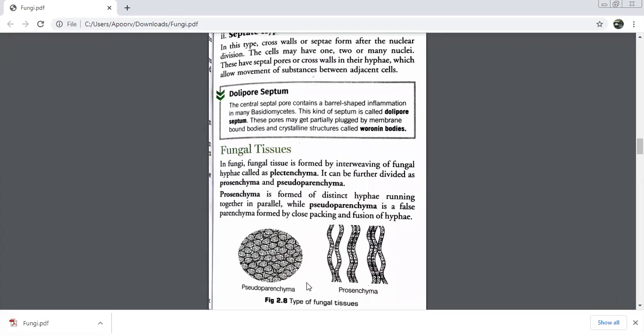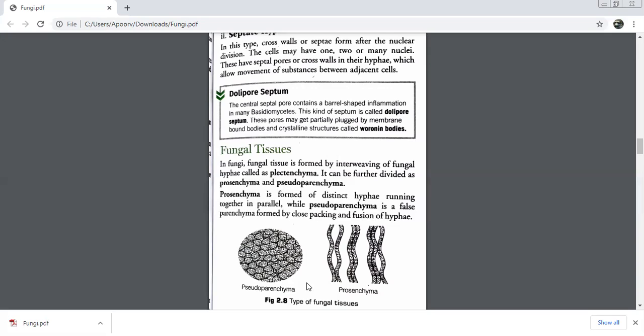Let me do it again with you. We already know that tissues are formed by the fusion of cells. Here we had cells inside the hyphae. So interweaving of hyphae will take place, and fungal tissues are formed by interweaving of hyphae. What is this tissue called? Plectenchyma. Everybody, what are fungal tissues known as?